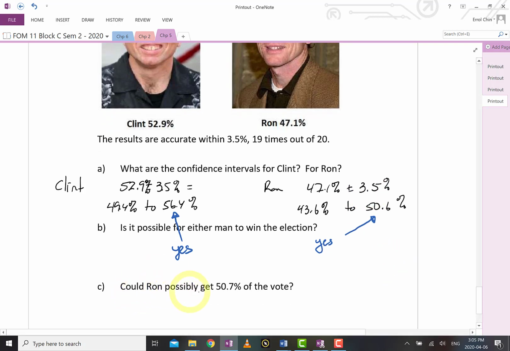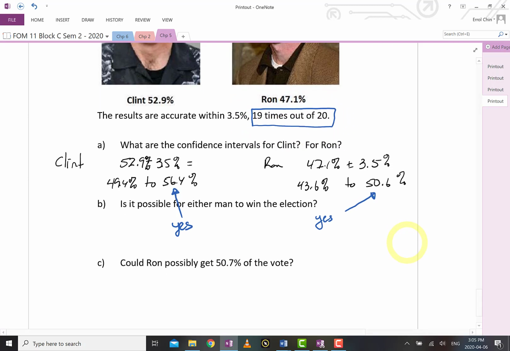Now, it says here, could Ron possibly get 50.7% of the vote? Well, remember that this poll is only accurate 19 out of 20 times. So is there a possibility that he can get 50.7% of the vote? Yes. There's a very, very slight chance. It's 1 out of 20, actually. 1 out of 20 times he could actually have a higher vote percentage. So yes, 1 out of 20. And the reason being is we are only 95% confident.